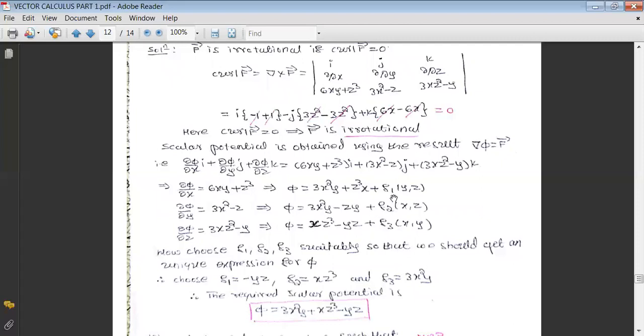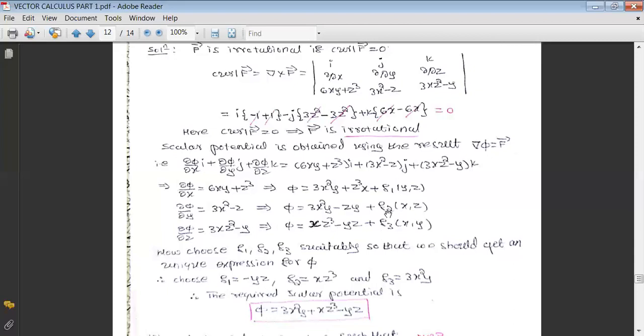Now, when you are choosing f1, look into the other two expressions and choose the functions of y and z which are not in this particular expression for pi. In the other two, what are the functions of y and z which are not here? That is only one thing, that is minus yz. Therefore, I have taken f1 equals minus yz.